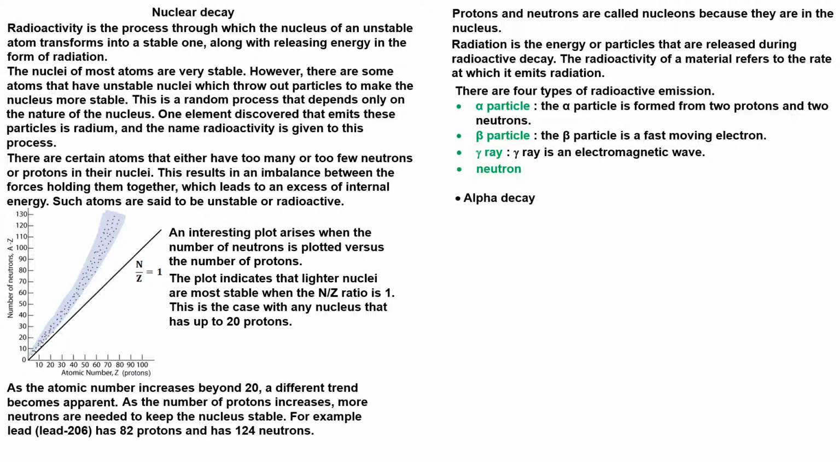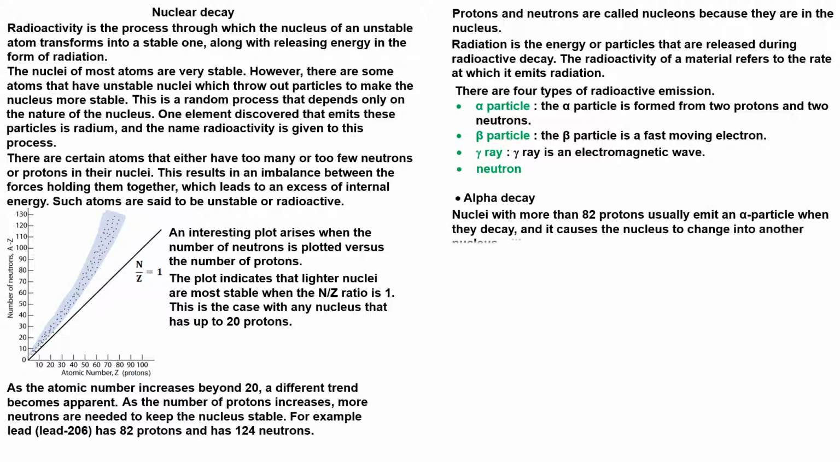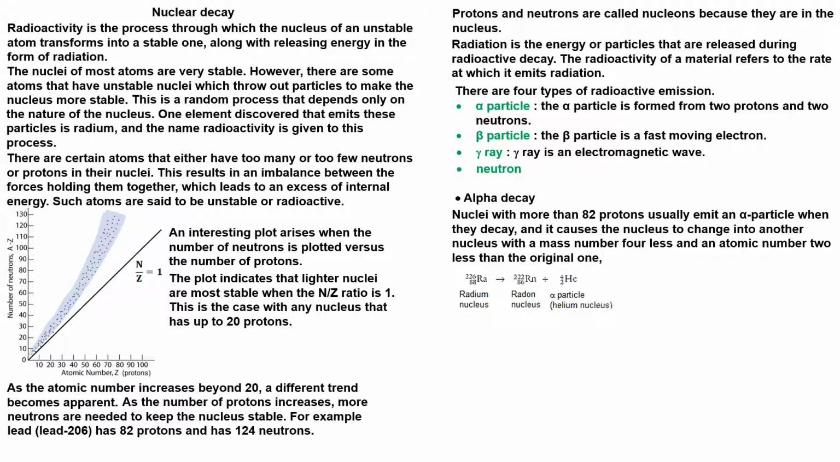Alpha decay. Nuclei with more than 82 protons usually emit an alpha particle when they decay, and it causes the nucleus to change into another nucleus with a mass number 4 less and an atomic number 2 less than the original one. Pay attention in these 2 examples.